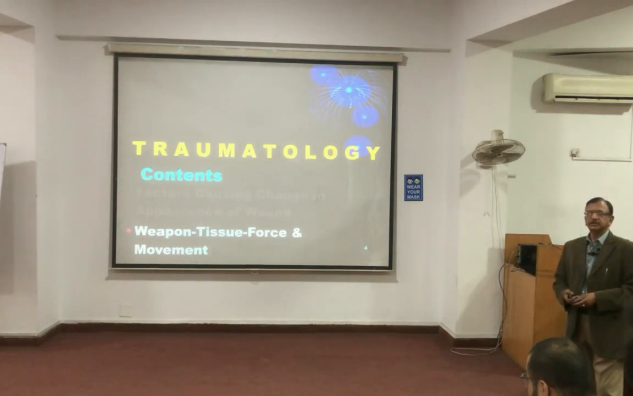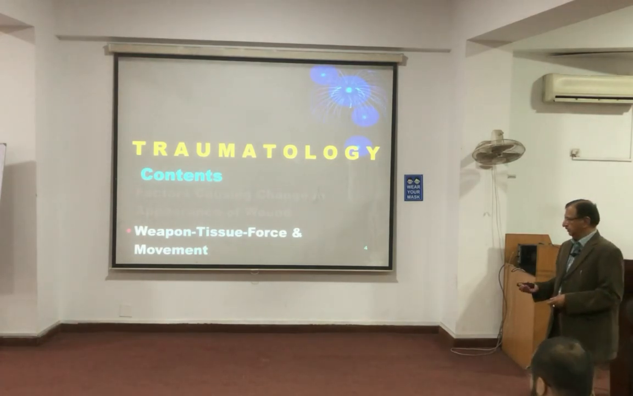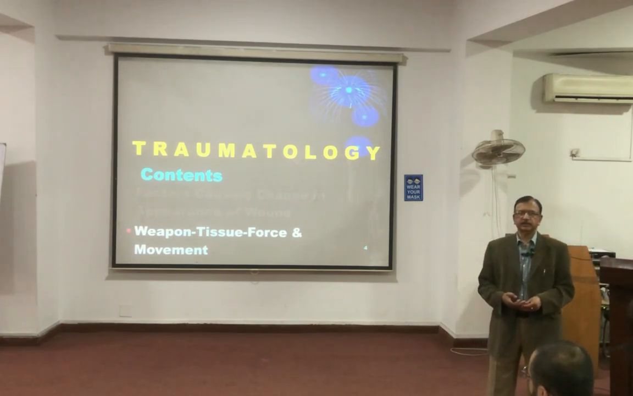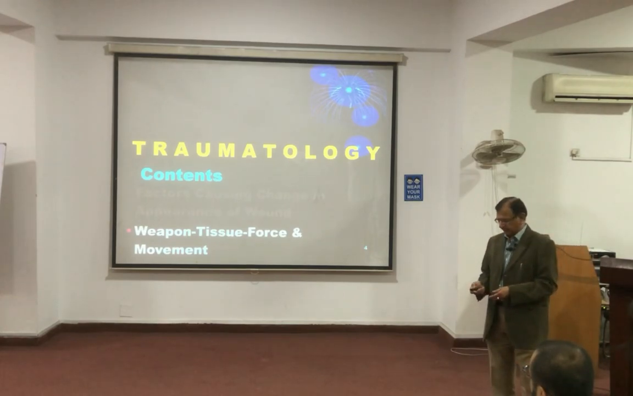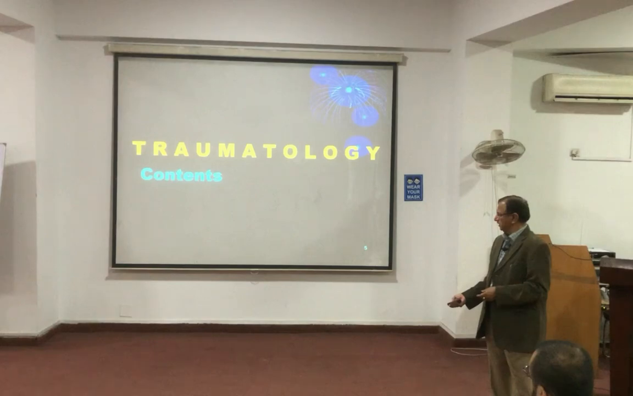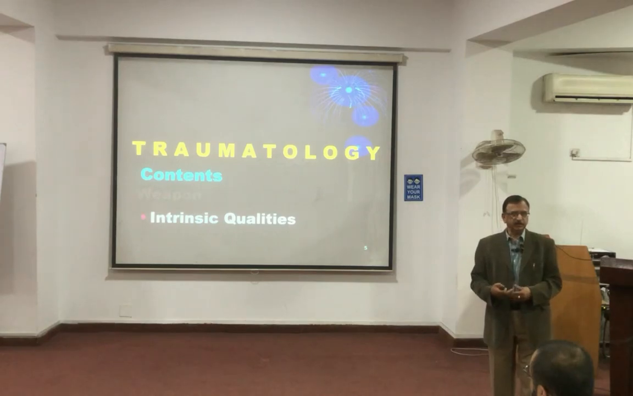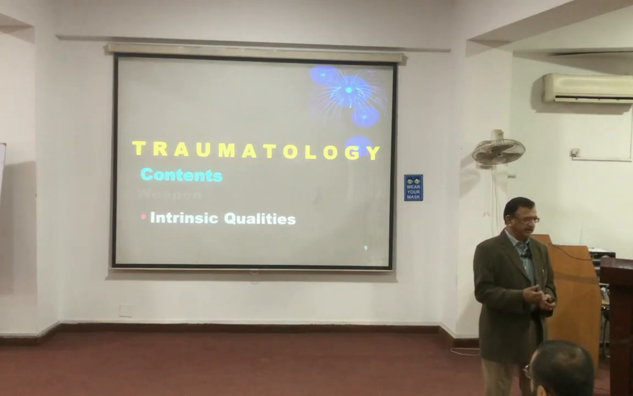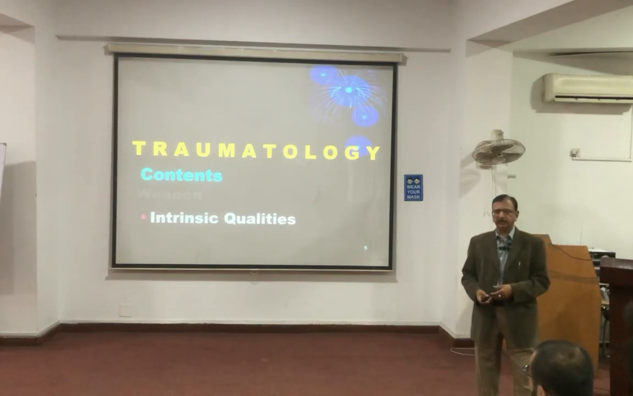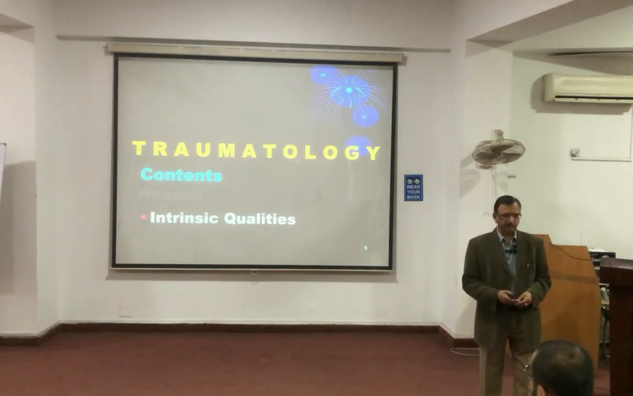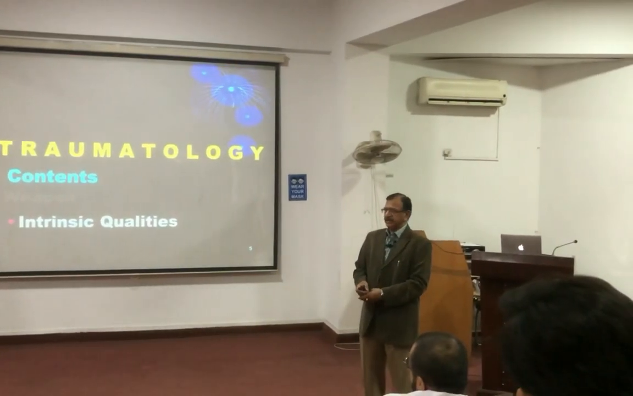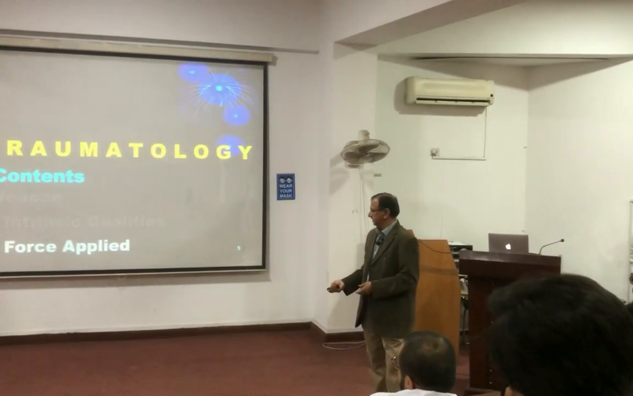The components, they are the weapon, the tissue, and the force and the movement. So these are the factors which change the appearance. And we started discussion on the intrinsic qualities of a weapon. What are the qualities within the weapon which make a weapon a blunt, a sharp edge, or a firearm? So these components change the appearance regarding the intrinsic qualities.